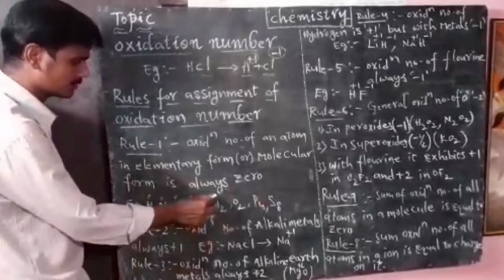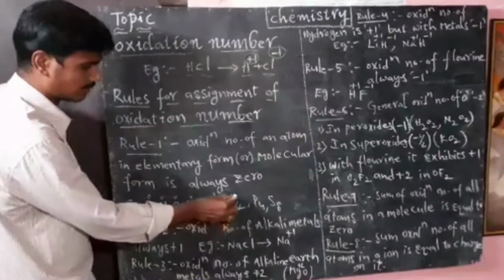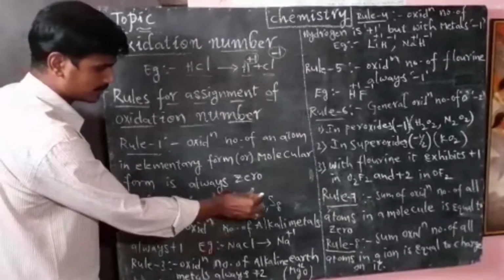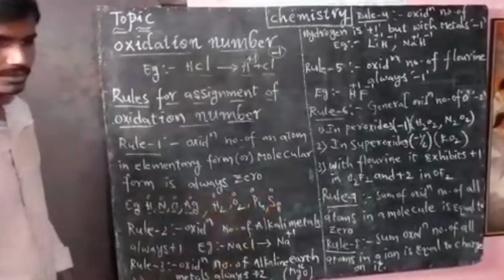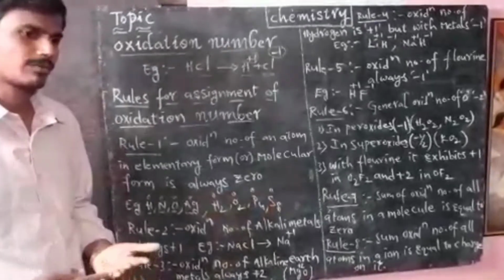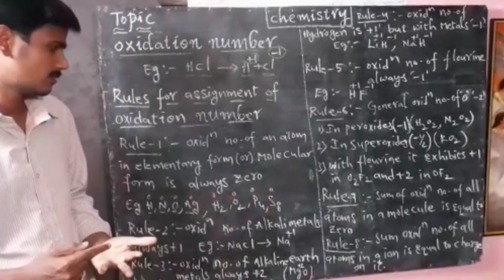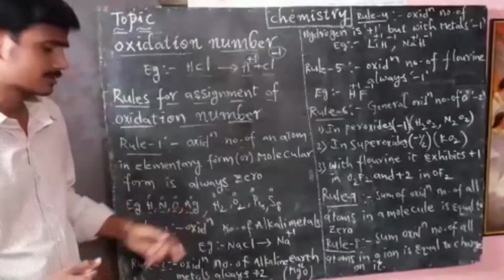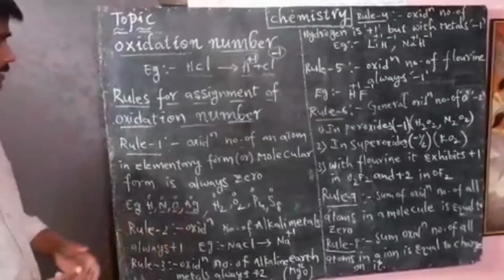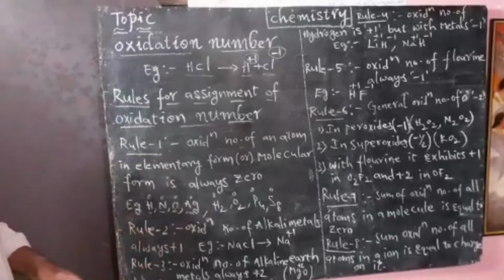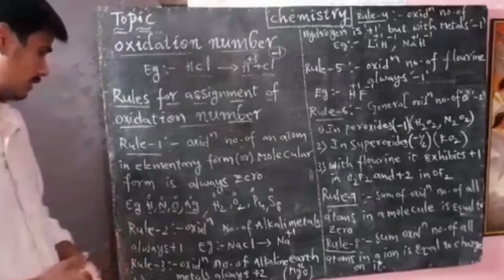So H2 is 0, oxygen 0, phosphorus 0, sulfur 0. Elementary form of atoms and molecular form of molecules, their oxidation number is always 0. That is rule 1. Next, rule 2.